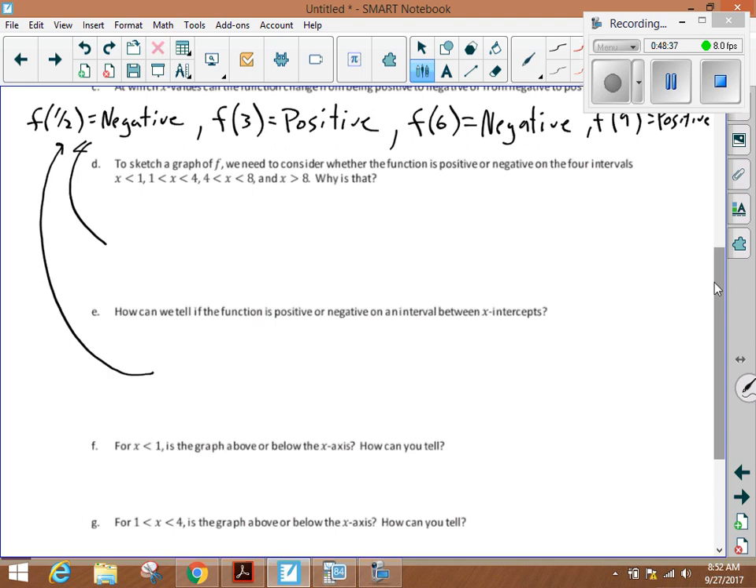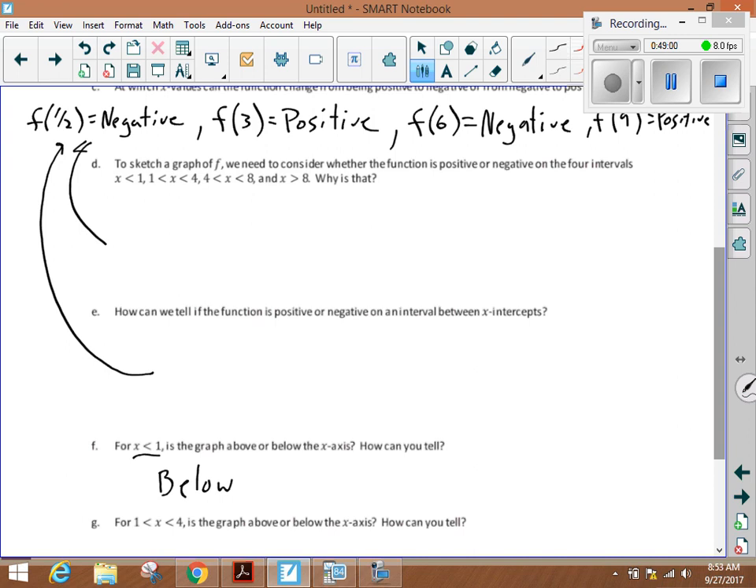Because above 1, f of 3 is positive, and f of 6 is negative. So for x greater than 1, or sorry, my bad, I'm not reading correctly. For x less than 1, it appears to be negative, right? So it is below.